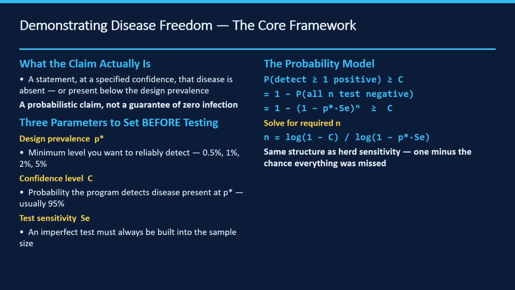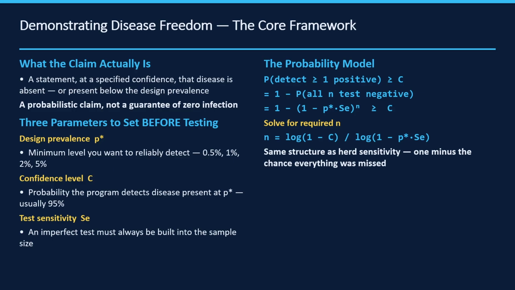Demonstrating disease freedom is where all of this converges, and it's a real-world, trade-critical application. First, be precise about the claim you're making, because the exam rewards precision here. You're never proving zero infection. You are making a probabilistic statement: with a specified confidence, disease is absent, or if present, it's below a specified design prevalence.